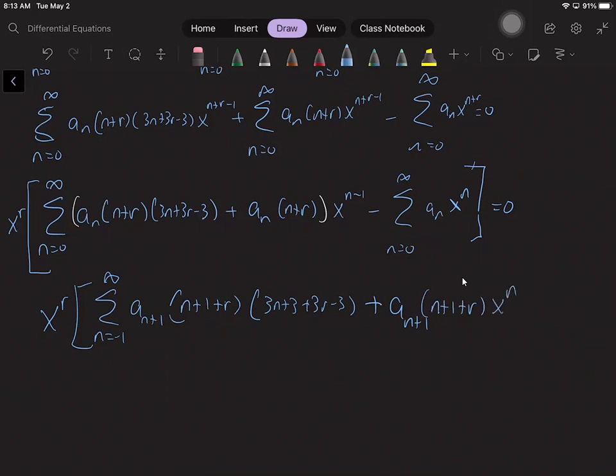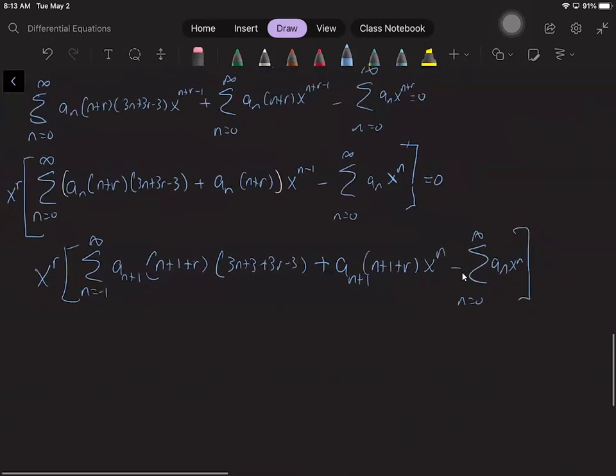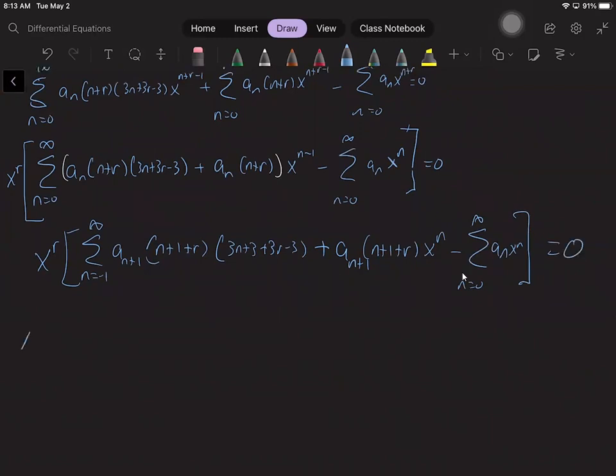Now x to the n. So now I have the same power of x, which is good, but not the same starting coefficient. So to fix that, I'm going to take out the -1 term. So I'm going to plug in -1 for n, that way I can start at 0. So I get -1 plus 1 is 0, and -1 plus 1 is r.